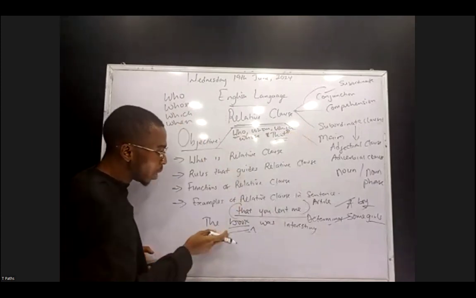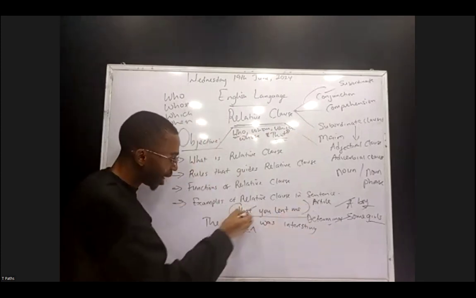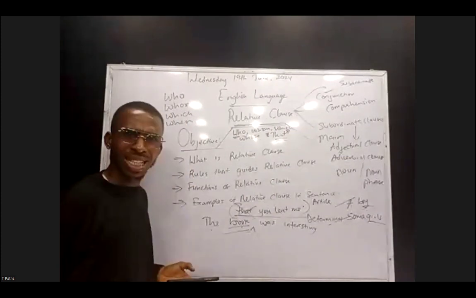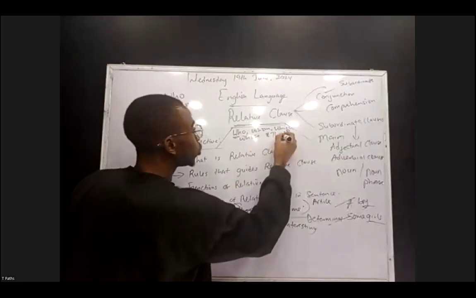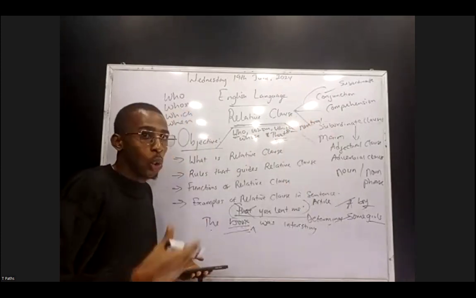For example, the book that you lent me was interesting. I can decide to remove that by saying, the book you lent me was interesting. Do you understand? So which means that "that" here is neutral. So take note of that. It is neutral. It means it can either be added or omitted.